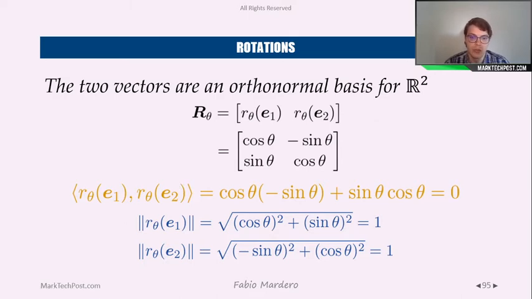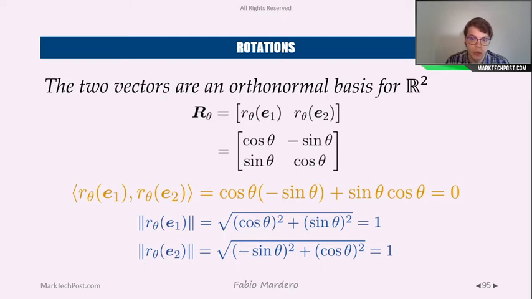If the two vectors are orthogonal, the result of this operation must be equal to 0. And that's it. In fact, we obtain cosine of theta times minus sine of theta plus sine of theta times cosine of theta. This is, of course, equal to 0. So we have just demonstrated that these two vectors are perpendicular, are orthogonal.